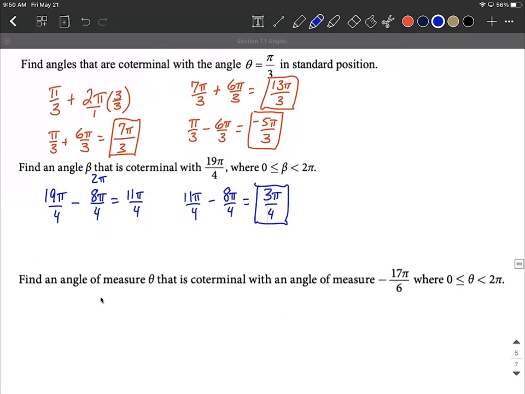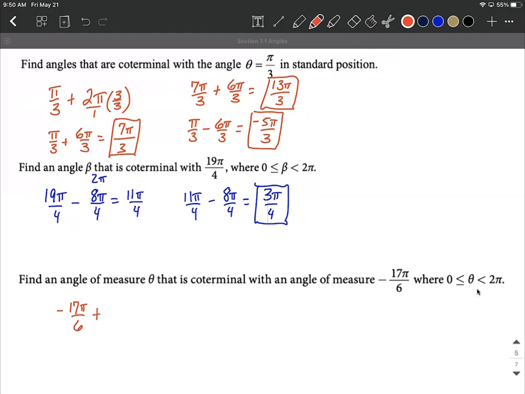We want to find the angle of measure theta that is coterminal with this angle, negative 17 pi over 6, but theta is going to fit between 0 and 2 pi. So again, this one doesn't work. It's a negative. We need a positive angle. So as we want to start with this, let's begin with negative 17 pi over 6. Being that it's a negative and we want a positive angle, we want to add 2 pi to this.